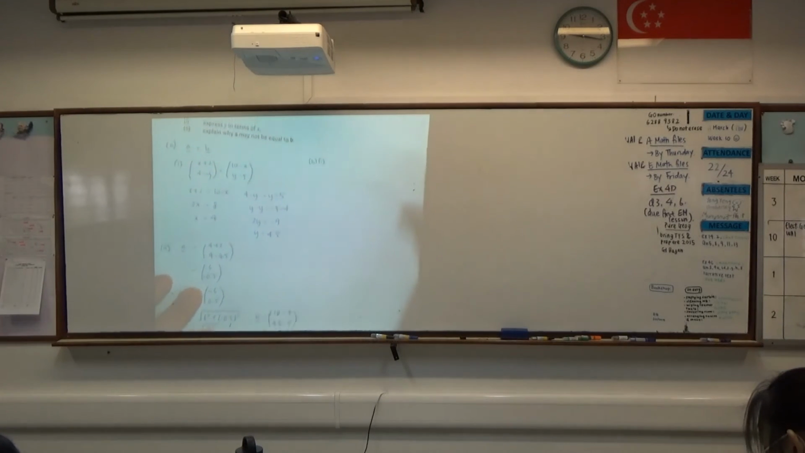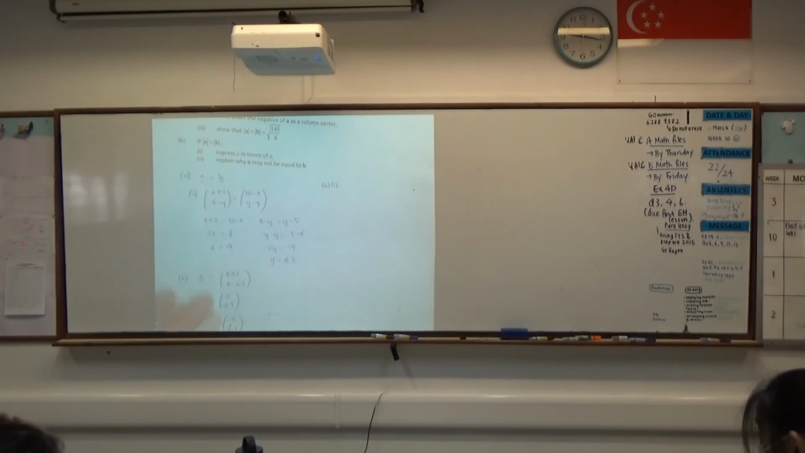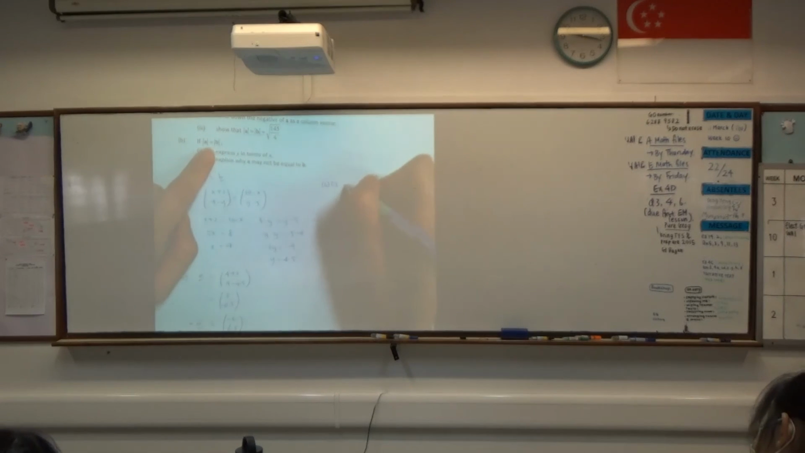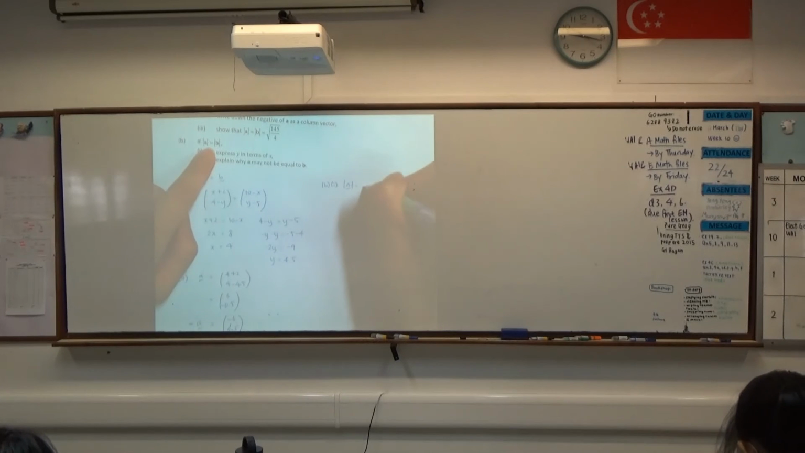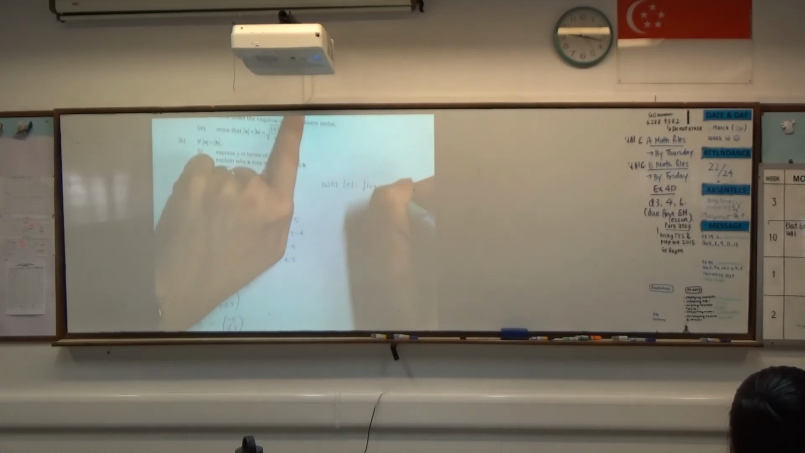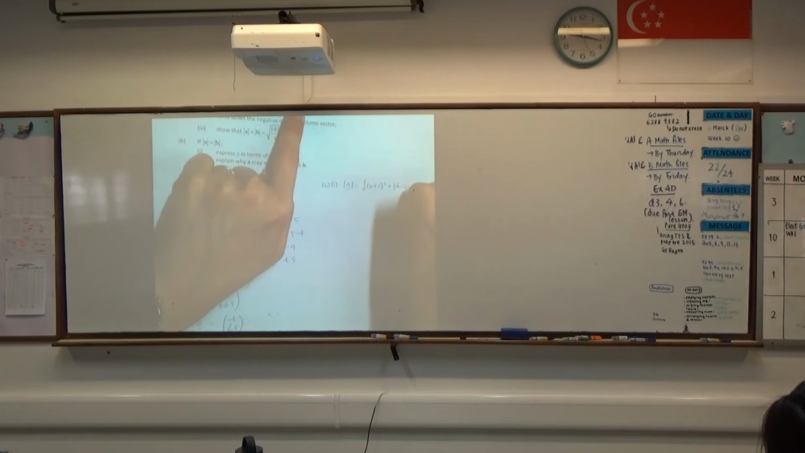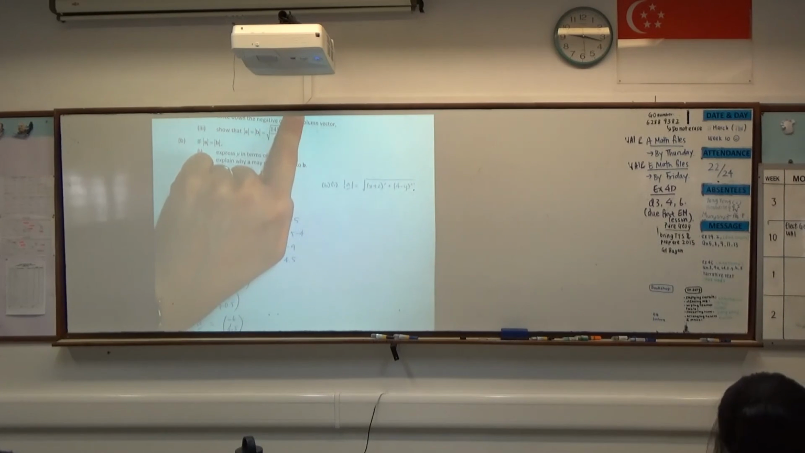For part B, we are given a different condition. We are given that magnitudes of A and magnitude of B are actually equal, and then we want to express Y in terms of X. So part A and part B are unrelated. Okay? So magnitude of A will be taking X plus 2 squared plus 4 minus Y squared, and then we take square root. Okay? Magnitude of B will be 10 minus X squared plus Y minus 5 squared.